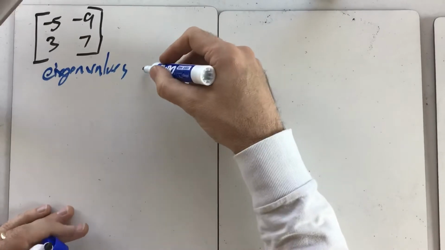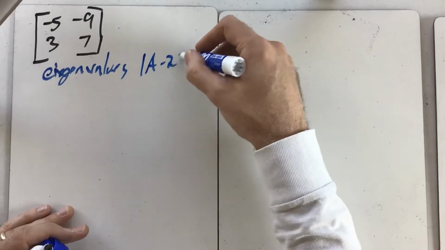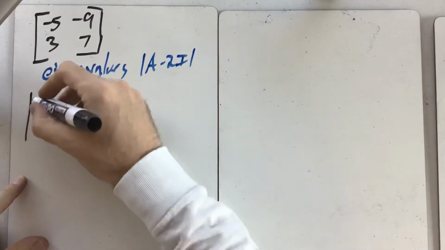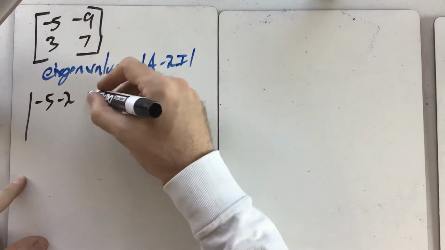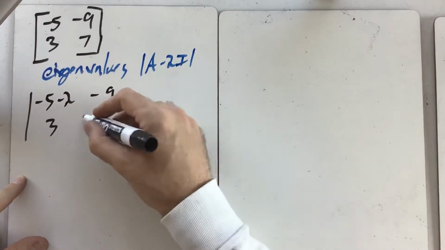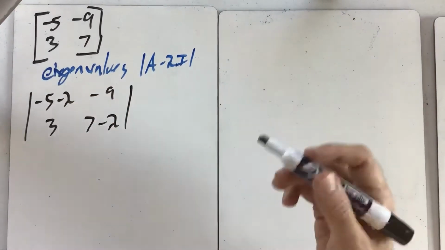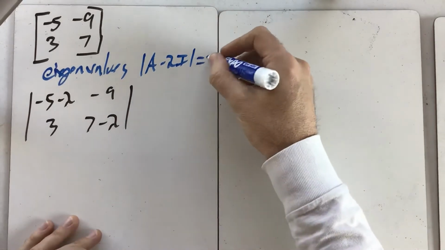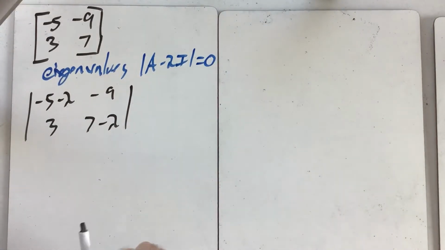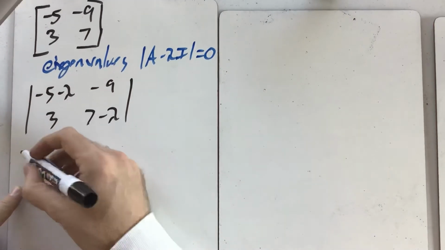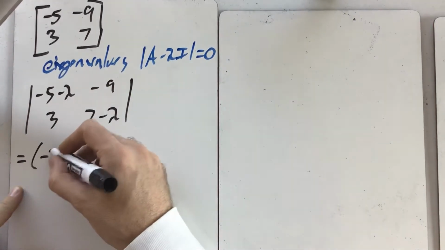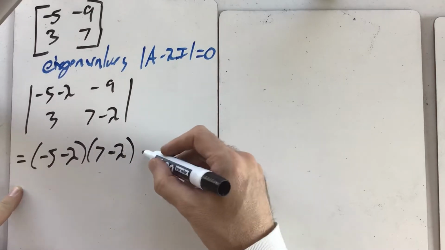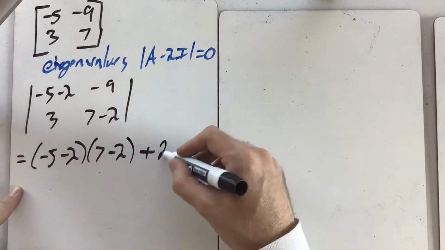To do that, we take the determinant of A minus lambda I. So we take that determinant, -5 minus lambda, -9, 3, and 7 minus lambda. We sort this out and try to find when this determinant is equal to 0. This ends up being an algebra problem. So this is -5 minus lambda times 7 minus lambda, minus a minus, plus 27.